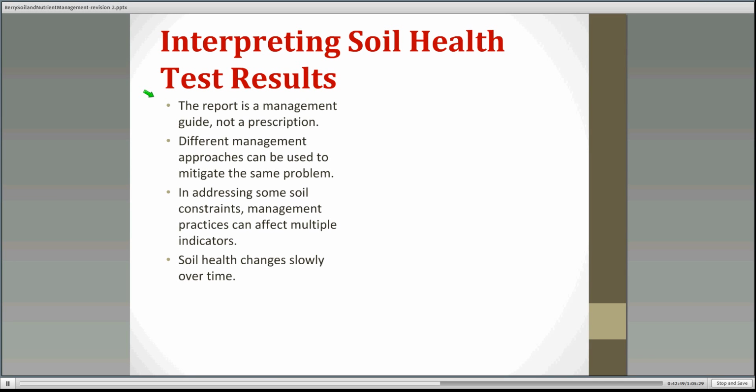Different management approaches can be used to mitigate the same problem. So that's something that you and the grower would discuss quite a lot while you try to understand what's the easiest and most efficient and also economical approach for the grower. In addressing some of the soil constraints, management practices can affect multiple indicators. So some of the things that you might do, like using cover crops, might actually mitigate many different things. And soil health changes slowly over time.